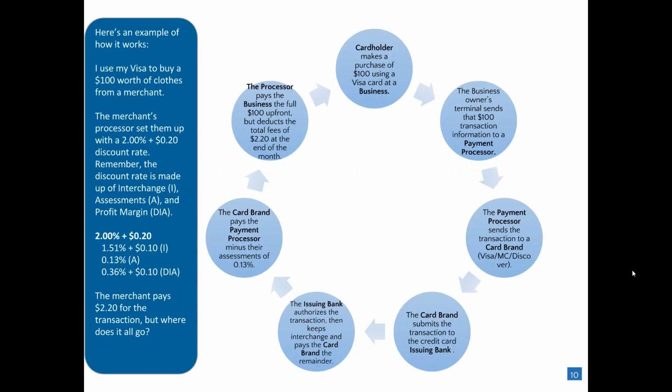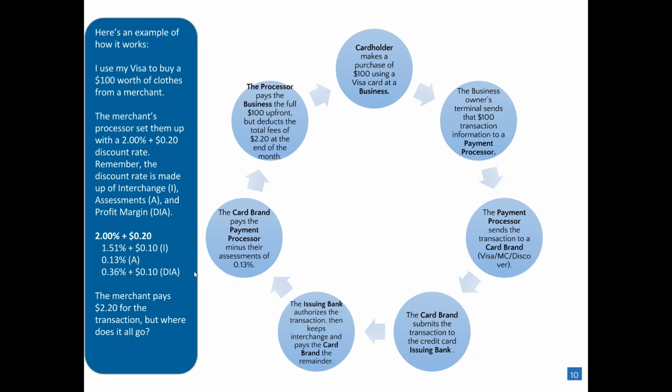So let's go back to our example of that transaction process we talked about earlier. Now that you understand interchange, the card brand fees, the fixed costs of our industry, and how processors generate profit, let's look at that transaction again and see where all the money goes in a transaction. So here's our example. Let's say I use my Visa card to buy $100 worth of clothes at a merchant's. Now that merchant's processor set them up with a 2% rate and 20 cents per transaction. So that's their discount rate. And remember, the discount rate is made up of interchange, assessments, and that processor's profit margin.